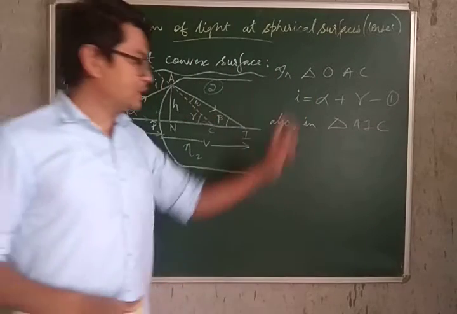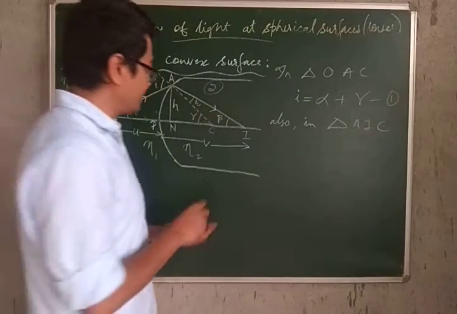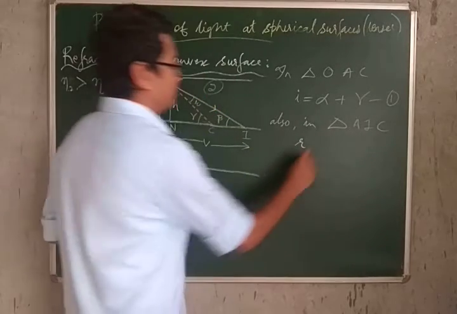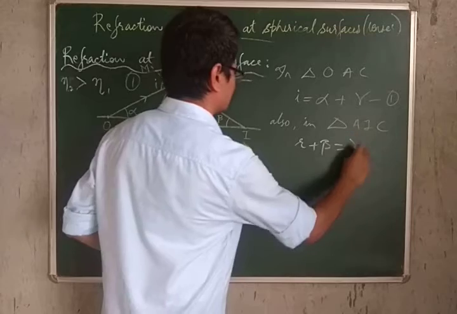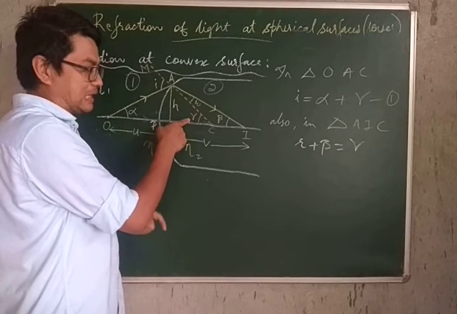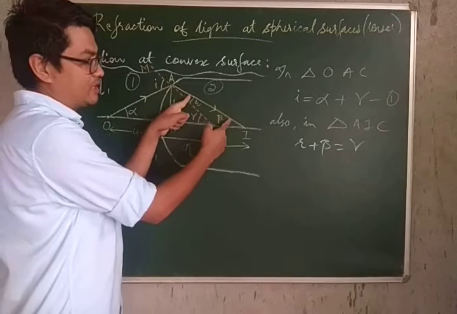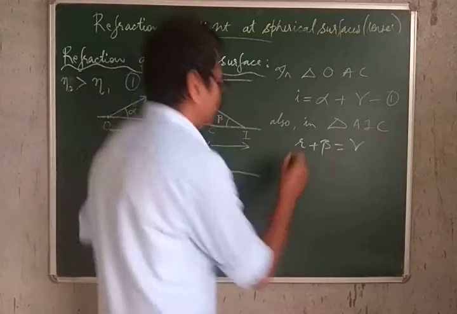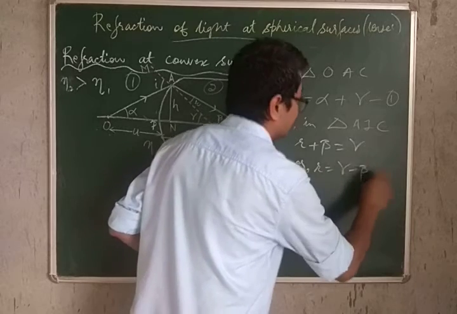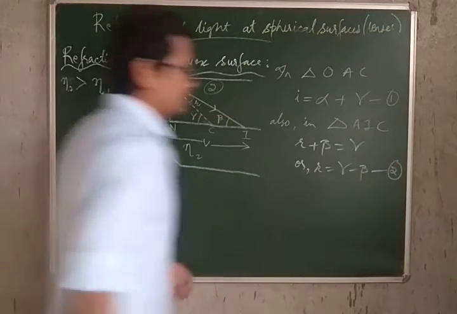Okay. So in triangle AIC, what we have is R plus beta is equal to gamma. So gamma is your exterior angle, the sum of the interior opposite angles. Or rather, I can write this as R is gamma minus beta. This is my equation number 2.